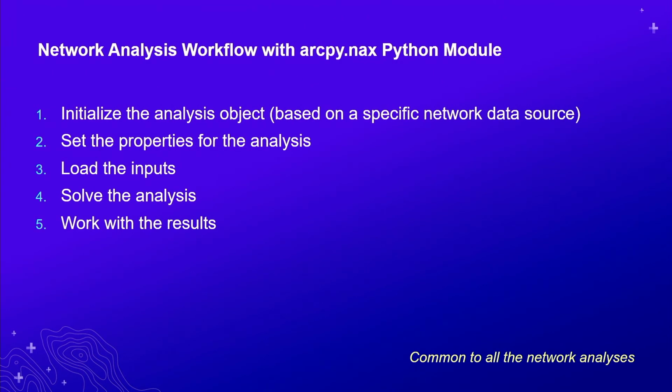The routing part is done using the ArcPy.NAX module. The other types of work in your Python code would be done by the ArcPy module. So when working with the ArcPy.NAX module to perform any kind of network analysis, you always follow these 5 steps. You initialize an analysis object. Now, the ArcPy.NAX module comes with 6 different objects for the 6 different solvers that we have. So depending on the type of analysis that you want to do, you first initialize the analysis object based on the specific network data source that you are working with.